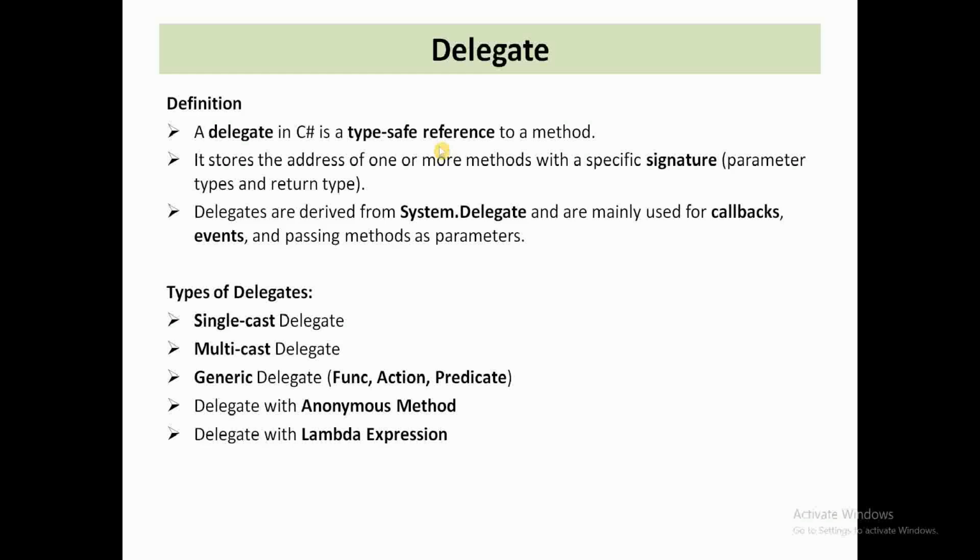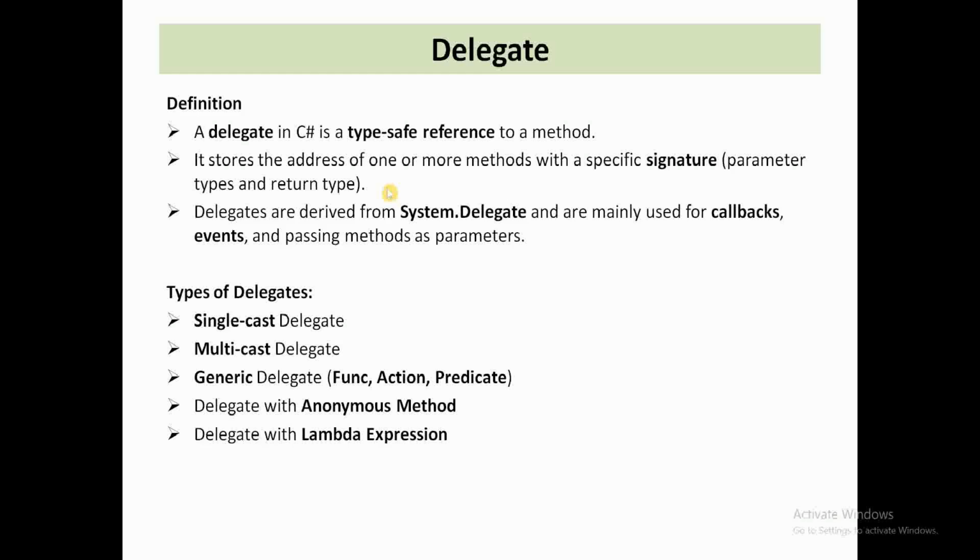We pass the reference of a method to the delegate, and after that we invoke that delegate with that method reference name where we want it. It stores the address of one or more methods with a specific signature, parameters, types and return types. So in a delegate we can store multiple method references, not directly call the methods, and it also invokes those methods in a sequence. It also follows a specific signature in a delegate.